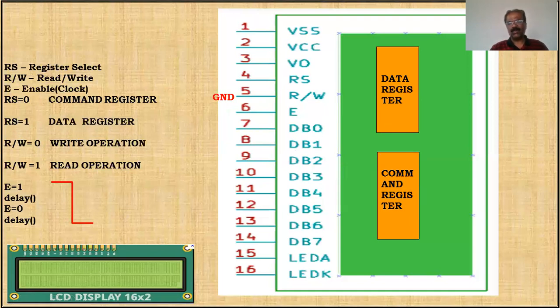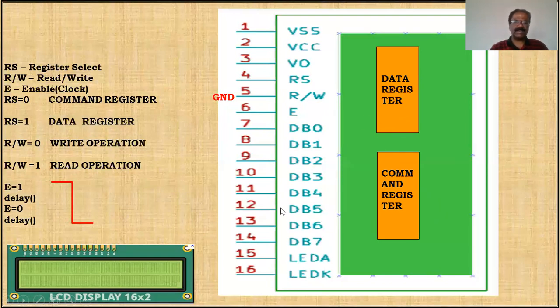Therefore, we have 8 data lines. First, we have to place the data on the data lines, that is pin number 7 to pin number 14. Then we have to make RS equal to 0 if you want to write the information into the command register. If you want to write the information into the data register, then RS must be 1. I told you already, data registers are usually read-write registers. We can read as well as write. And command registers, most of the time, are write-only registers.